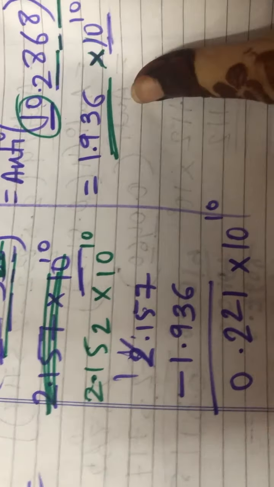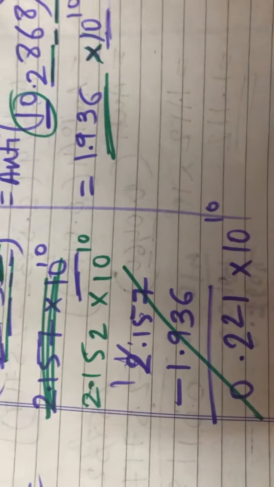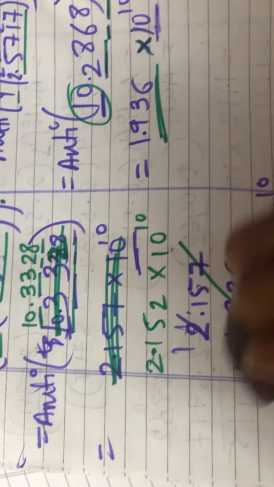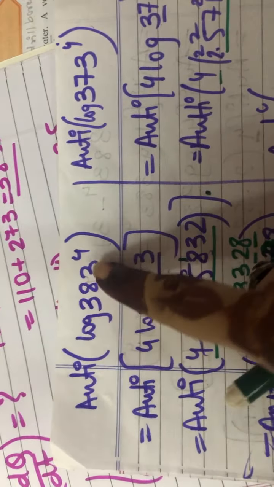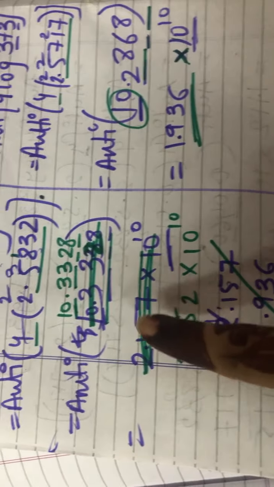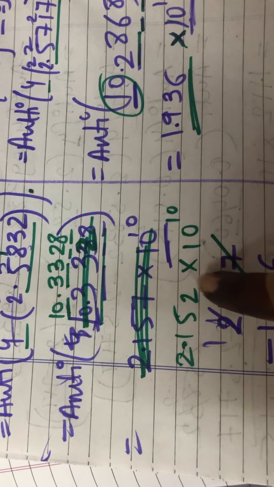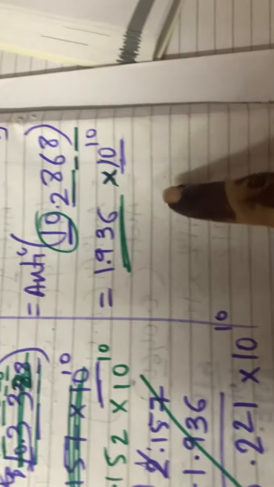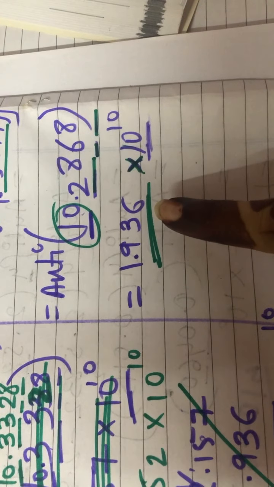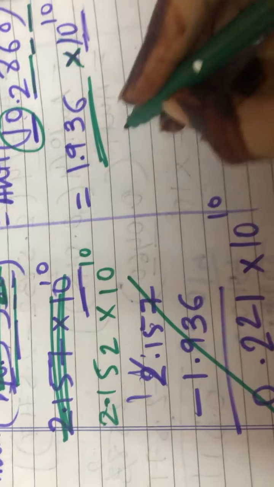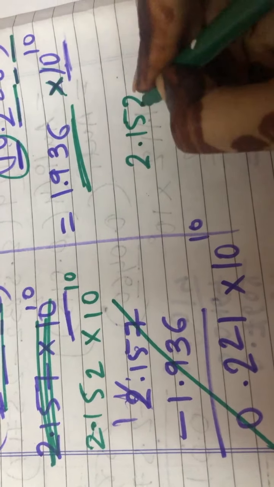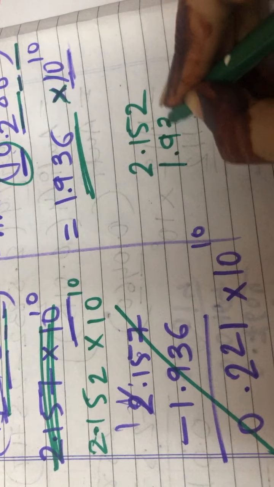So now I have two, this is again wrong. We had 2 digits. For 383 calculating, I got this as the number, that is 2.152 into 10 raised to 10. After calculating 373, I got this as the answer, that is 1.936 into 10 raised to 10. And what was the connection between these 2 digits? A subtraction. So what I will do, I will just subtract these digits, that is 2.152 minus 1.936.